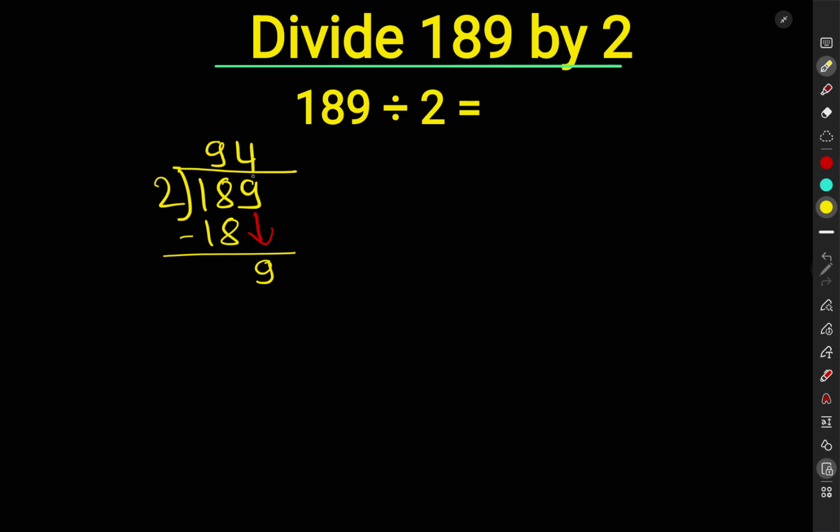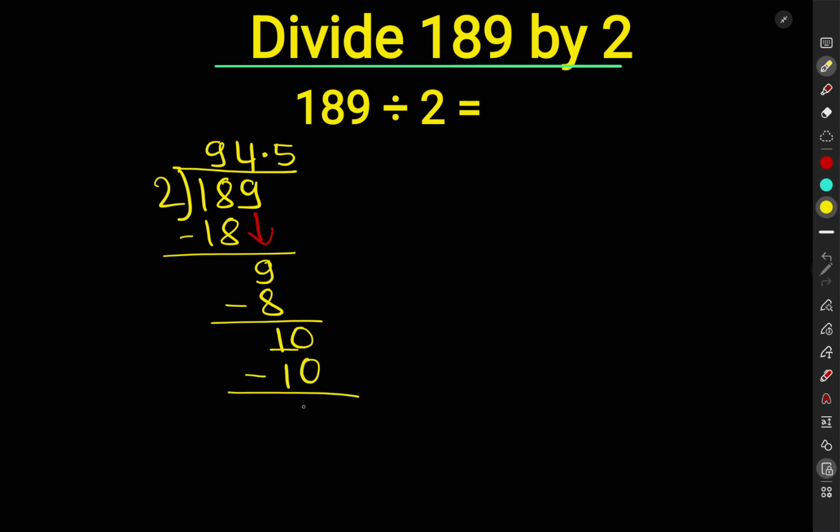So 2 times 4 means 8. On subtracting, we got 1. So now this 1 is less than 2 and there is no other number beside. So we put here decimal so that we take 0. So now it became 10 and 2 times 5 means 10.